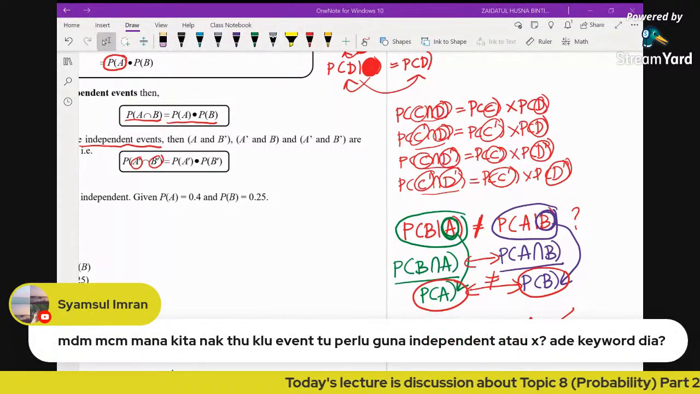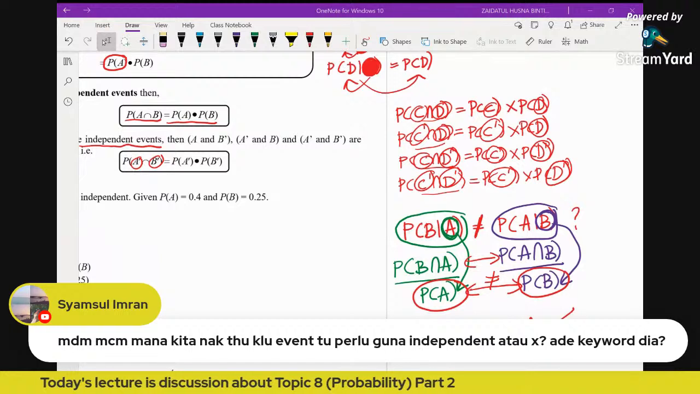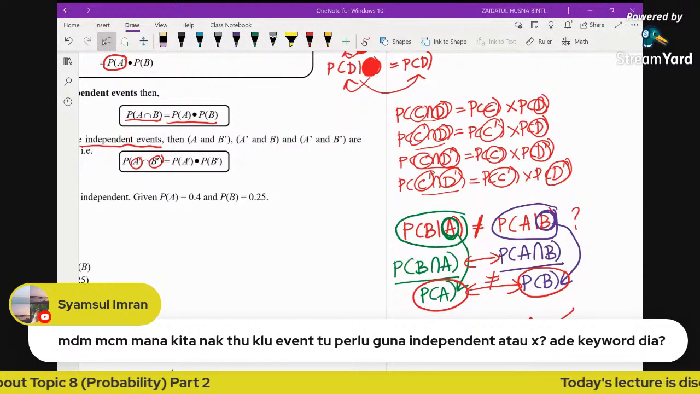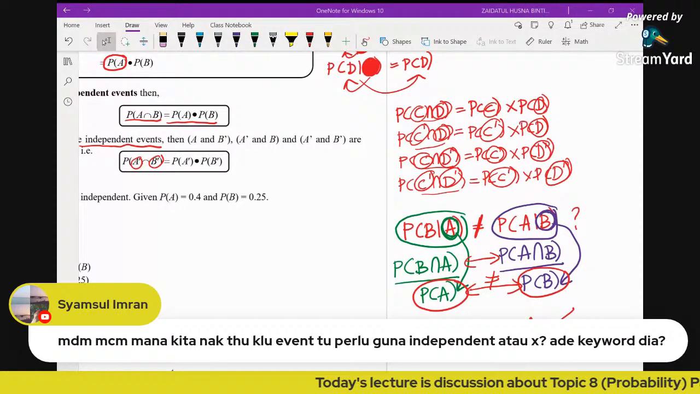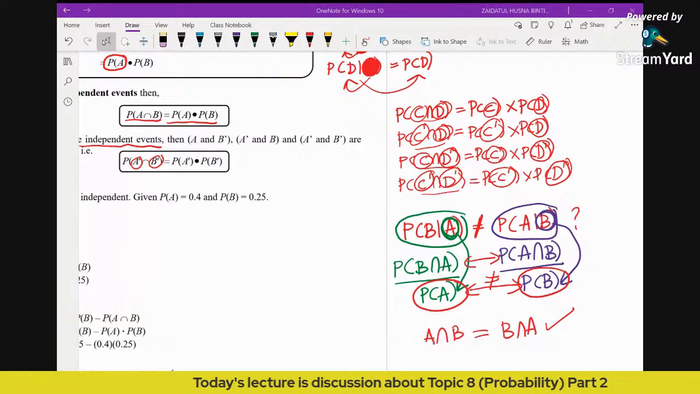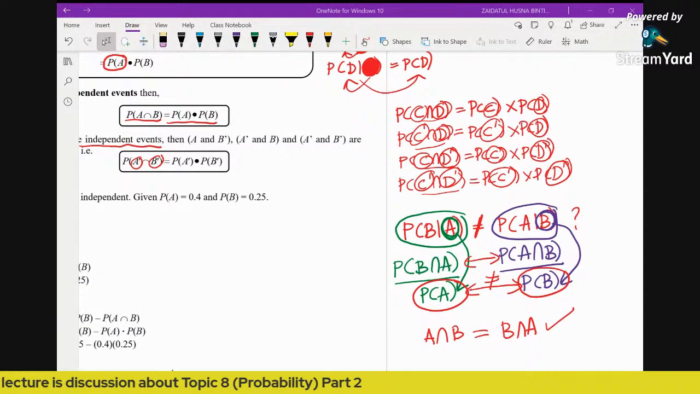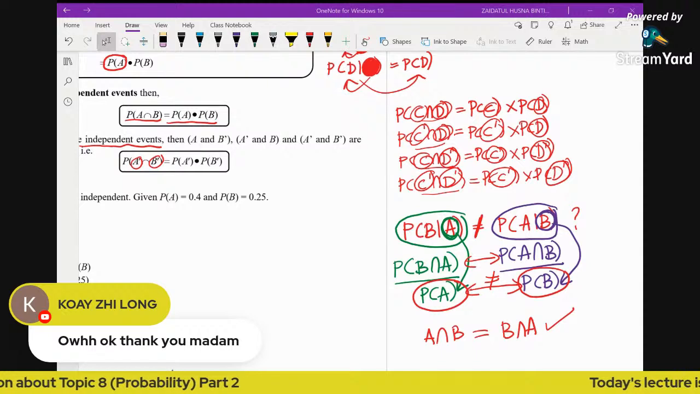Okay, so Sam also asked how we know whether an event needs to use the independent formula or not. The keyword is the word "independent" itself. The question will state it. So we don't really have to worry. If you go through PSPM questions, there are examples where they state that the events are independent. That is where we know, and we are going to apply the formula.